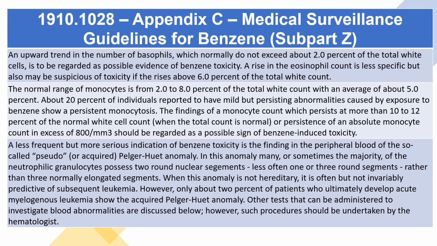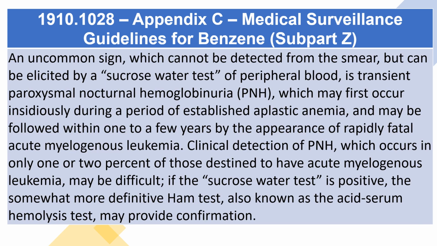Other tests that can be administered to investigate blood abnormalities are discussed below. However, such procedures should be undertaken by the hematologist. An uncommon sign, which cannot be detected from the smear but can be elicited by a sucrose water test of peripheral blood, is transient paroxysmal nocturnal hemoglobinuria, PNH, which may first occur insidiously during a period of established aplastic anemia, and may be followed within 1 to a few years by the appearance of rapidly fatal acute myelogenous leukemia.